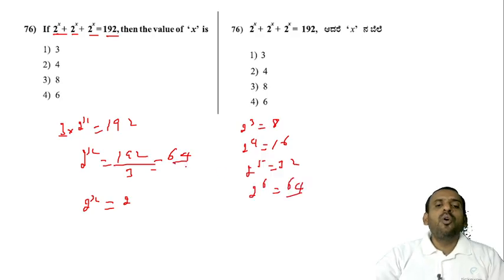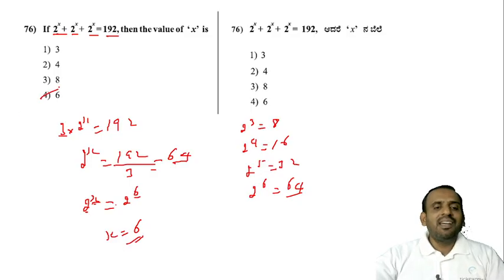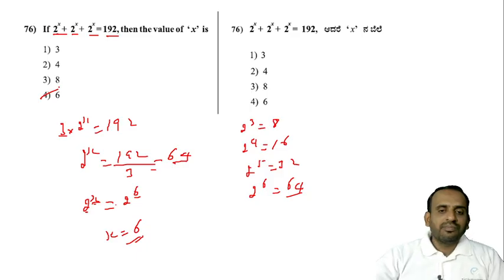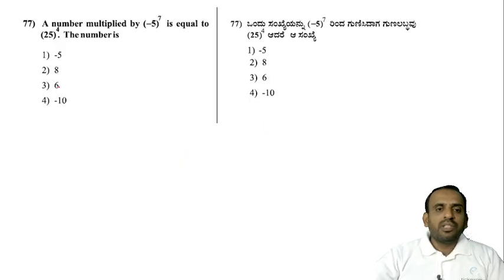So 64 can be written as 2 to the power of 6. Since the base is same, we can equate the exponent. So x is equal to 6. So option 4, 6 is the right answer. Let's go to the next question.